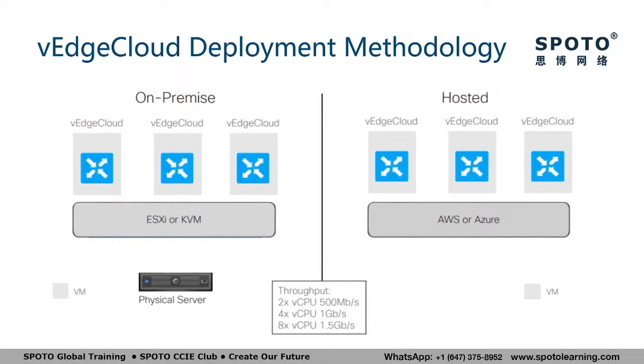vEdge Cloud deployment methodology. It can be on-premise, use ESXi, VMware, or KVM, running on a physical server, or just host them directly in the public cloud. Pick up whichever methodology meets your business requirement.